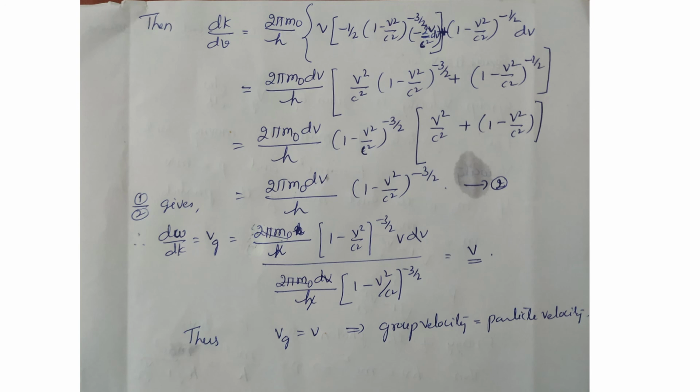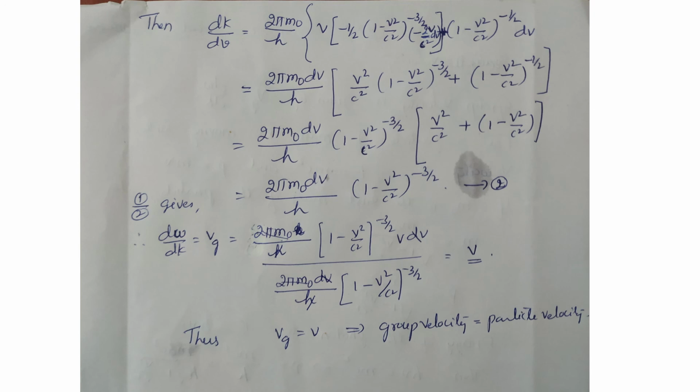Left hand side dk by dv, and on the right hand side 2 pi m naught by h is common, keep it outside, and differentiate the first term, that is (1 minus v square by c square) to the power minus half. It becomes minus half into (1 minus v square by c square) to the power minus 3 by 2 into minus 2v dv by c square, plus (1 minus v square by c square) to the power minus half, as differentiation of v is dv. You simplify, and you get 2 pi m naught dv by h outside the bracket. Inside, the first term is v square by c square into (1 minus v square by c square) to the power minus 3 by 2, plus the next term, (1 minus v square by c square) to the power minus half.